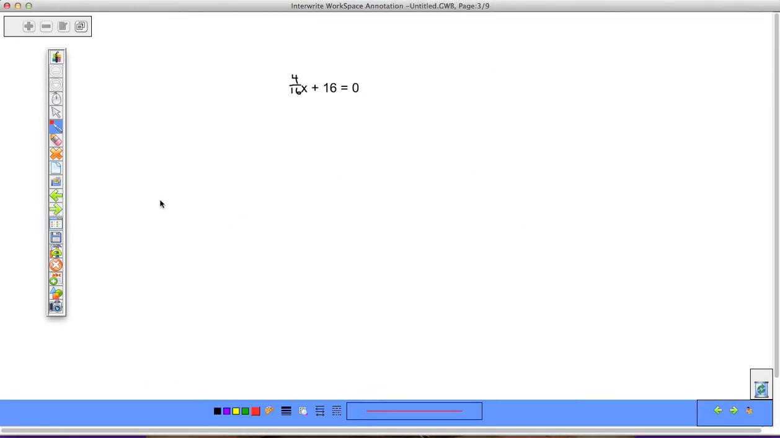Another example of a fraction problem is this one. Here, I need to get x by itself. The fraction isn't actually outside of parentheses. So here, if I draw in my algebra wall, the opposite of adding 16 to x is to subtract it. We're going to go ahead and subtract it over. Don't let the 0 throw you off. 0 minus 16 is negative 16. And on the left side, I have 4 over 16 x.